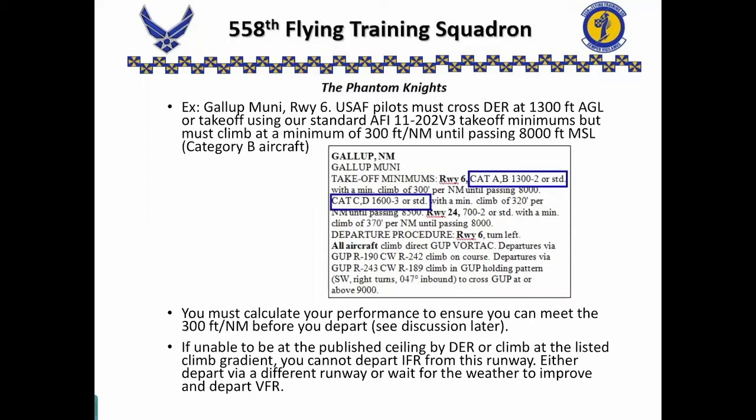If we are unable to be at 1,300 feet by departure end, and that's a pretty good ceiling, and we are also unable to make that 300 foot per nautical mile, then again, we would not be able to depart IFR from this runway. We would have to either use a different runway or wait for the weather to improve and depart under VFR.